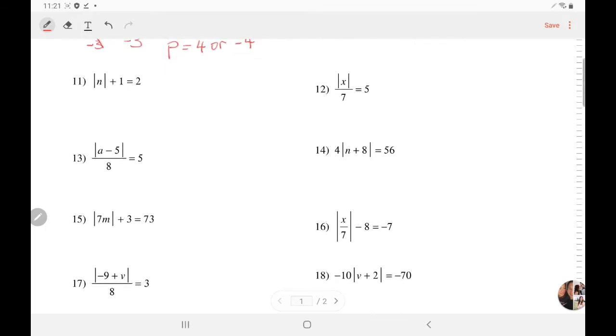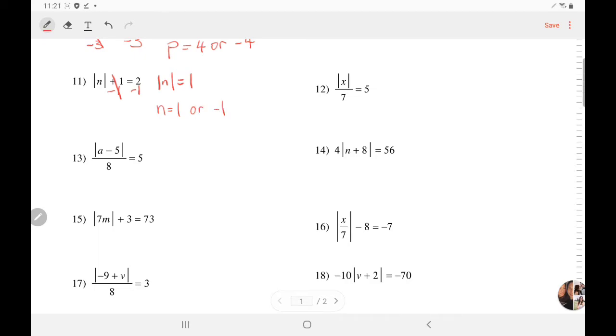In number 11, once again, we have to isolate the absolute. You begin by subtracting the 1 to get rid of it. So this is now gone. Absolute of n is 2 minus 1, which is 1. It is now isolated. You split. N could be 1 or negative 1.